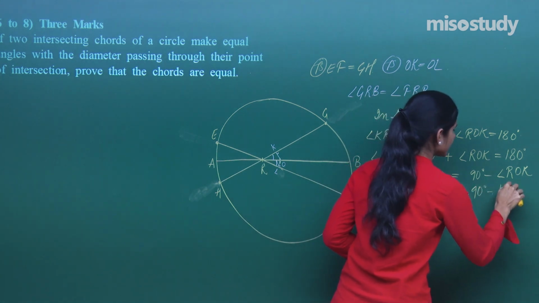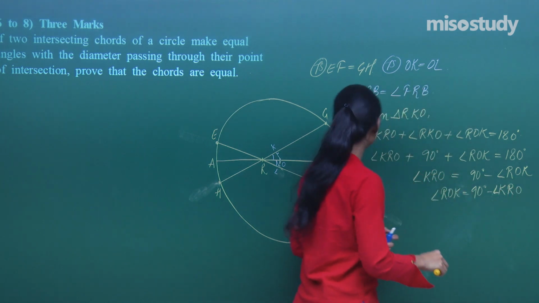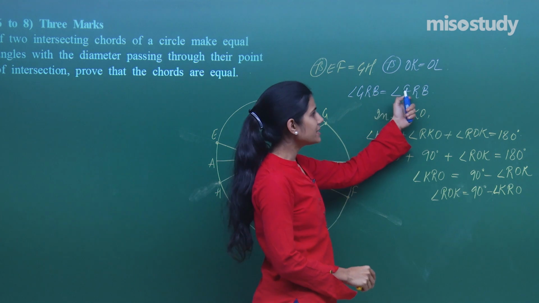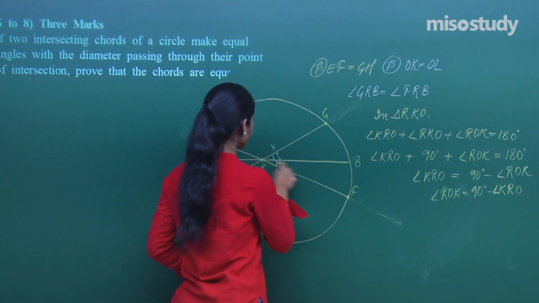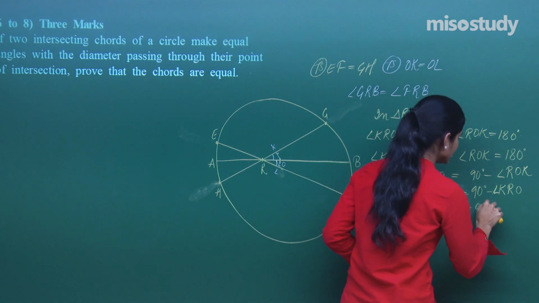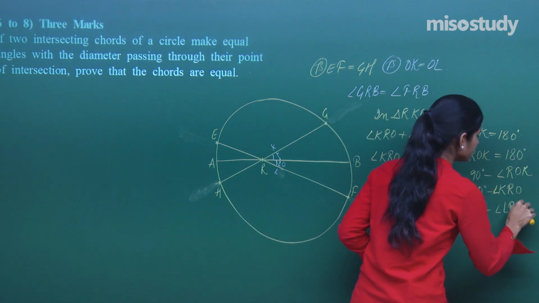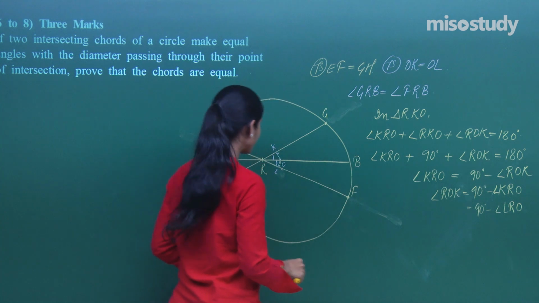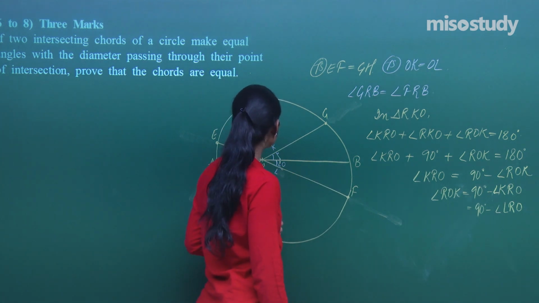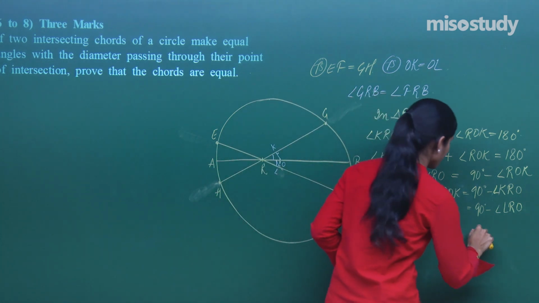degrees minus angle KRO. But angle KRO is same as angle GRB, but angle GRB is same as angle FRB, which is same as angle LRO. So this is same as 90 minus angle LRO. What is 90 minus angle LRO? 90 minus angle LRO is equal to angle LOR.